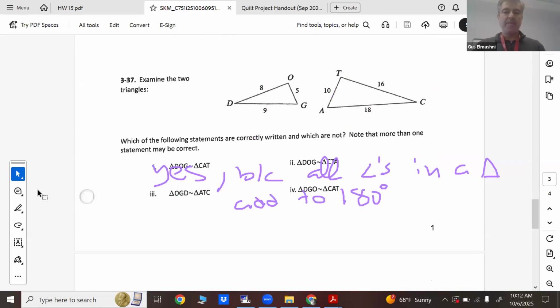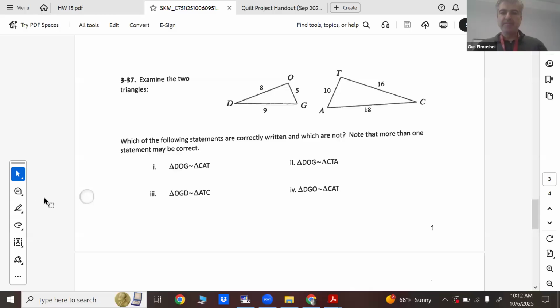Okay, so let's look at 337. Lucas, can you read 337, please? Which of the following statements are correctly written and which are not? Note that more than one statement may be correct. Okay, here's what I would do. These are a little tricky. I'm going to warn you.